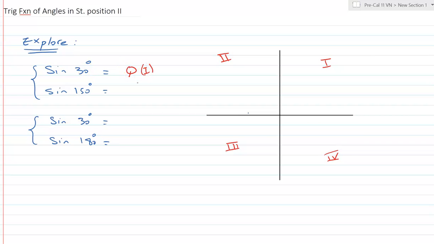And what is 150 degrees? Well, that's in quadrant 2. Is that okay? Yeah, very good. All right, so what are the values? What is the sine of 30 degrees? Well, here is the thing.